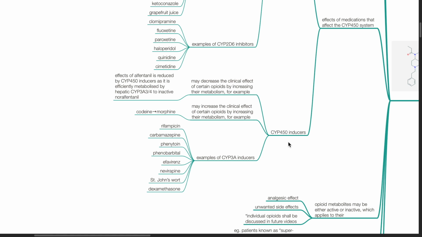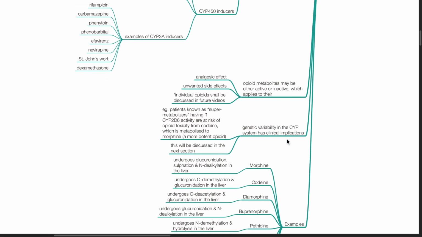CYP450 inducers may increase the clinical effect of certain opioids by increasing their metabolism, for example, by increasing the metabolism of codeine to morphine. Examples of CYP3A inducers include rifampicin, carbamazepine, phenytoin, phenobarbital, efavirenz, nevirapine, St. John's wort, or dexamethasone. Opioid metabolites may be either active or inactive, which applies to their analgesic effects and unwanted side effects. Individual opioids shall be discussed in future videos.